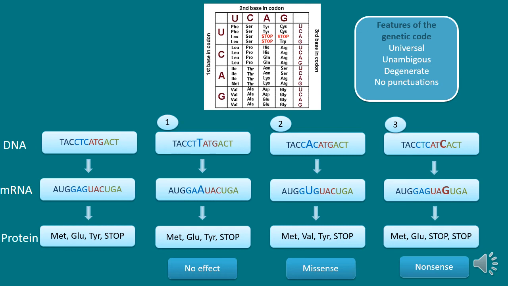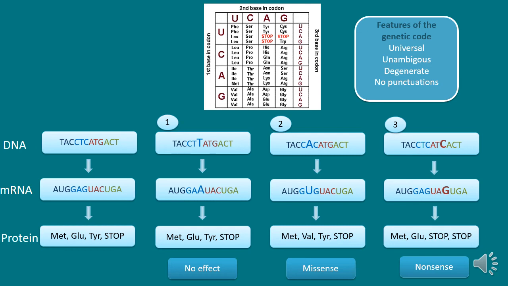Actually, this is the type of mutation present in the beta globin chains of sickle cell anemia patients. Even though it's a single amino acid change, it can alter the structure and functions of this protein. This kind of mutations are called missense mutations. That means this mutation will miss the sense of the protein.